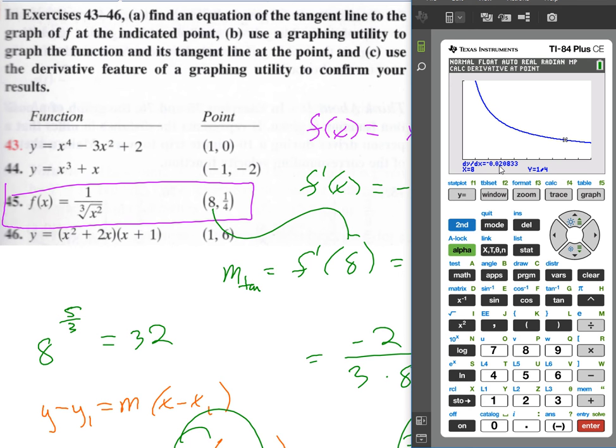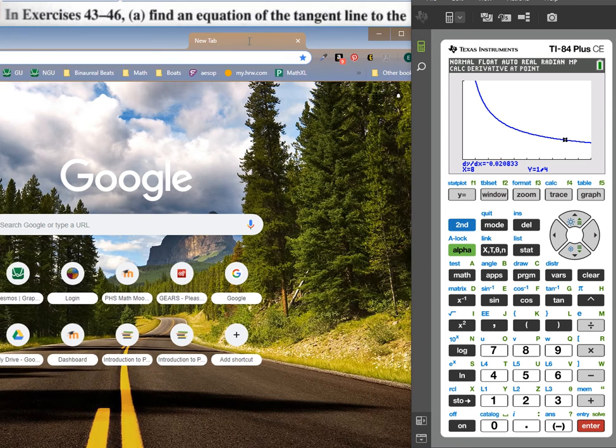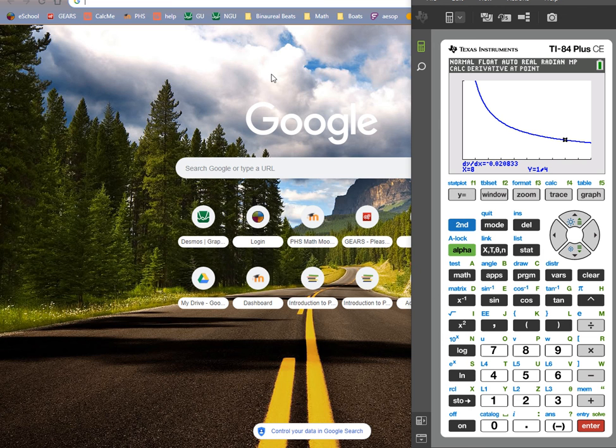Unfortunately, there's no way to store that, so you have to kind of write it down. But if I wanted to come up with the tangent line then, all I would have to do is use that slope and the point of tangency to create the tangent line. Okay? What's kind of nice about Desmos, while we're on the subject, let's use Desmos here real quick.